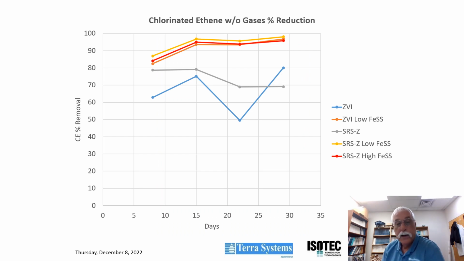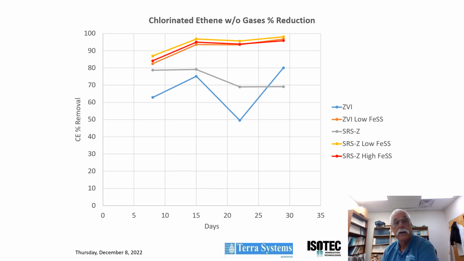So this is showing the complete sum of the chlorinated ethane removal for each of the columns. This is on a micromolar basis with daughter products. The ZVI alone had an average chlorinated ethane removal of 67% and SRS Z of about 74%. We see an improvement with the addition of the ferrous sulfide to the ZVI.